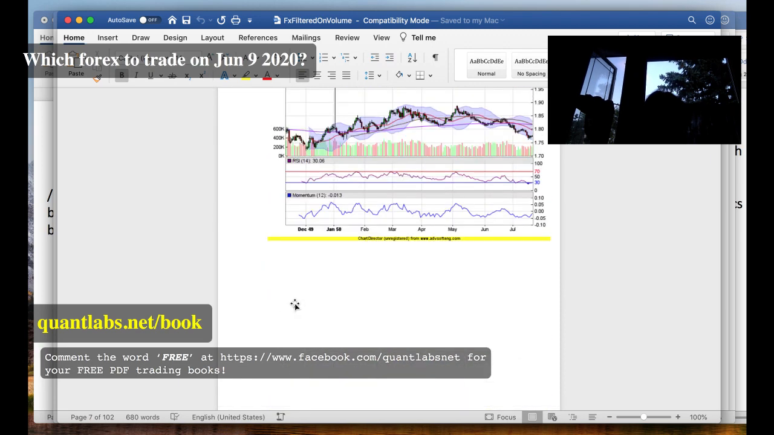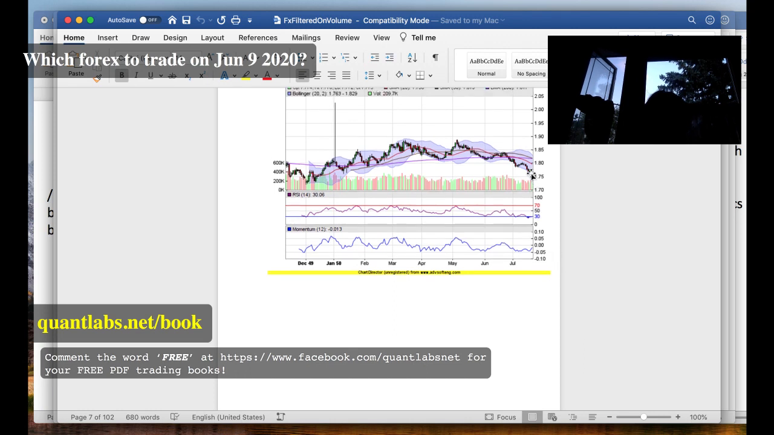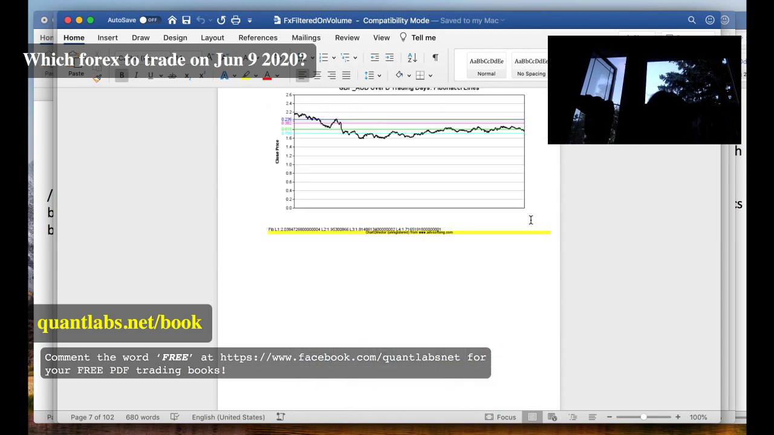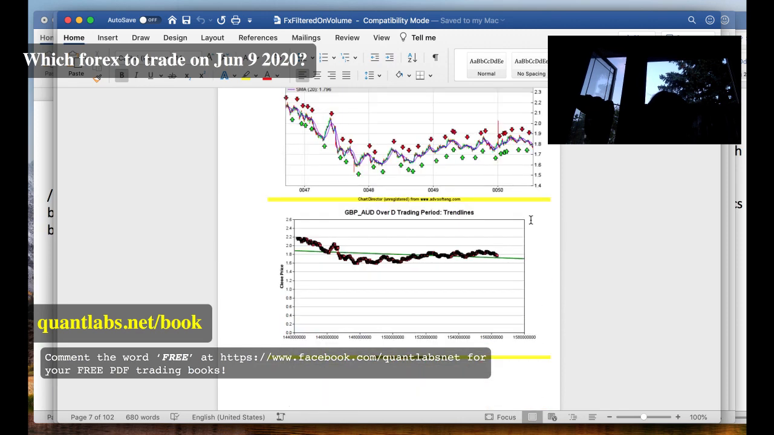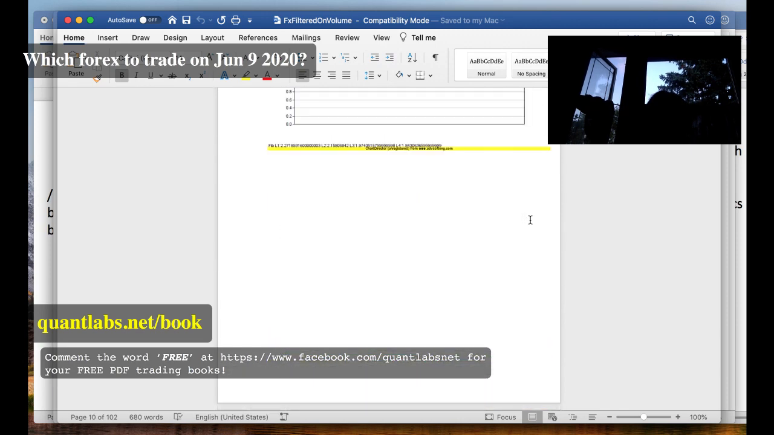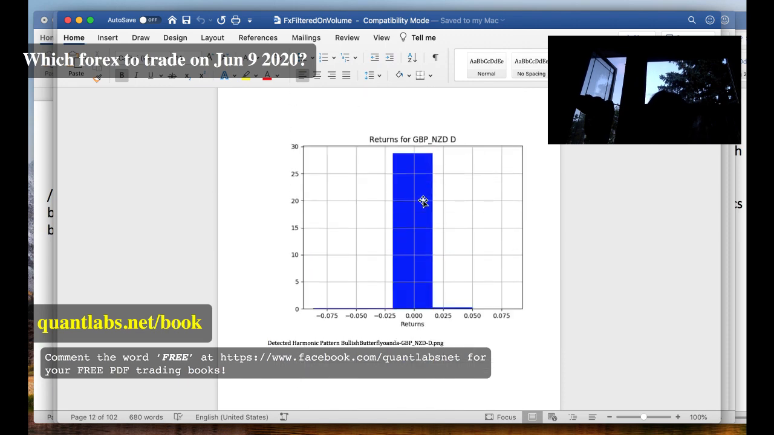Let's see. So we have our momentum just starting to build up. RSI still below 50. That might be a good time to get in. I'd put a little bit in and just watch it each day to see how this plays out and put more money as it builds. Okay, so we have another one.